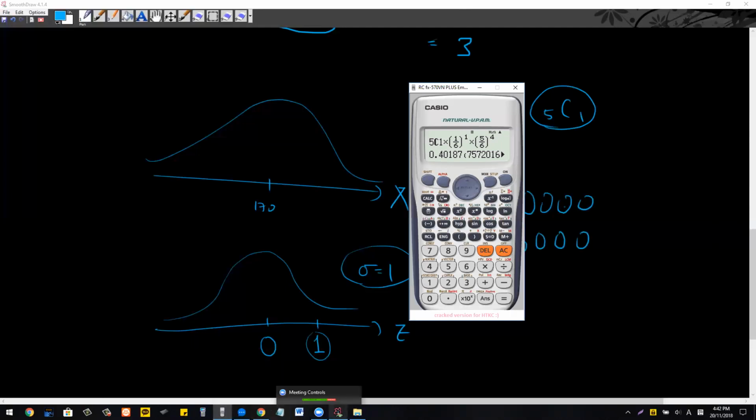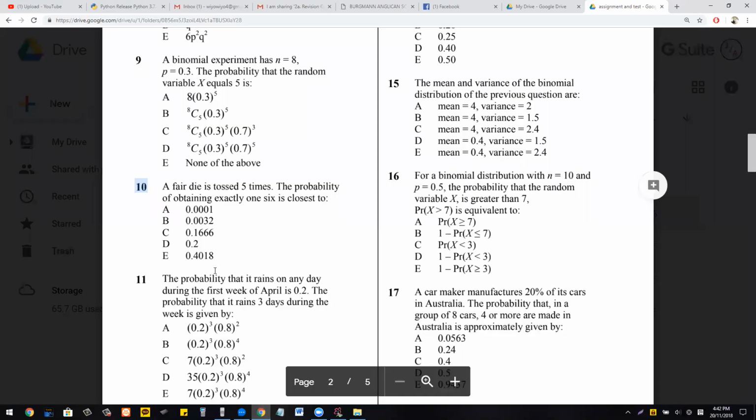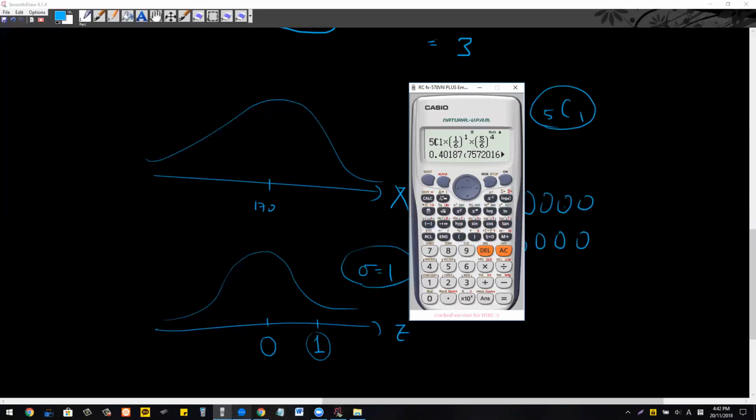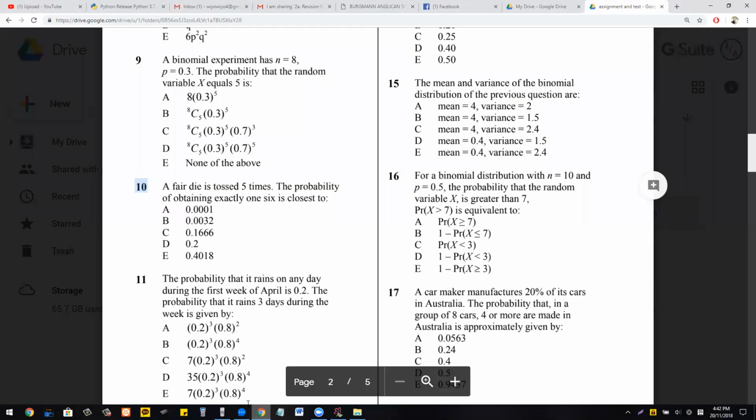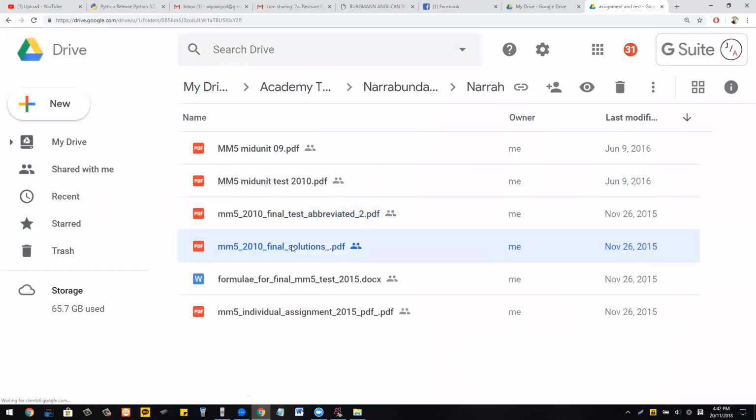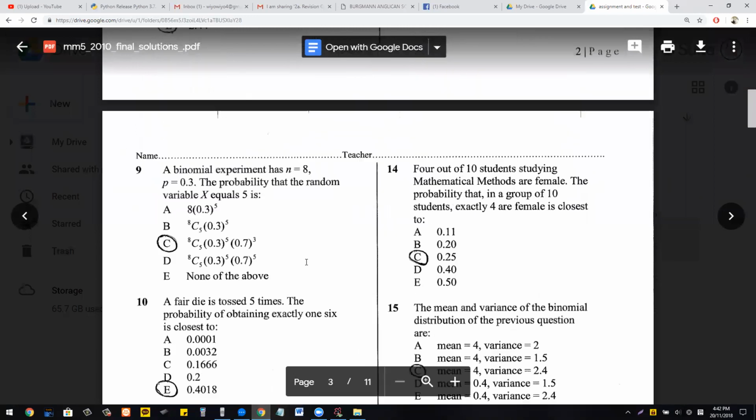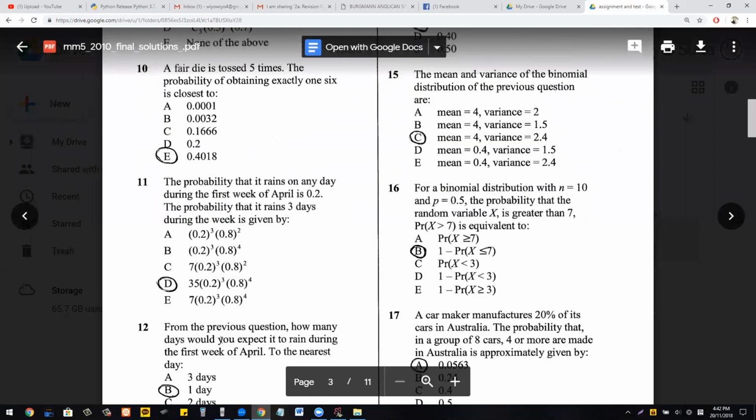So let's take a look at the answer. 0.4018. Is that right? 0.4018. Yep. So if I check the answer, question 10, yep, it's right there.